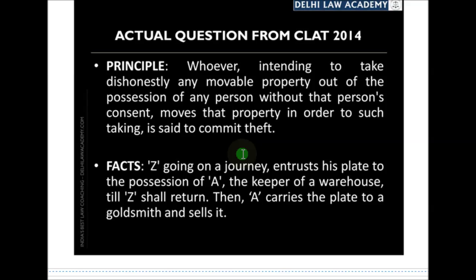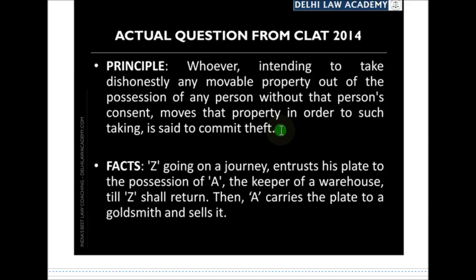We note that the principle is exactly the same as is given in the Indian Penal Code in section 378. This principle defines the offense of theft. The ingredients are there should be movable property, intention to take dishonestly must be there, and out of possession of somebody and without that person's consent. So this is how we should actually read the principle. The various components of the principle must be clearly understood, and thereafter let us go to the facts. The facts are that Z, going on a journey, entrusts his plate to the possession of A, the keeper of a warehouse, till Z shall return.